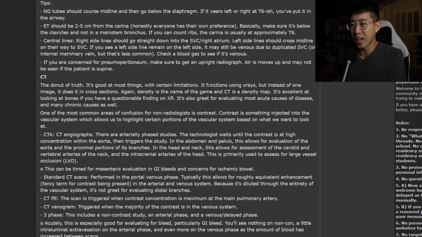It functions using x-rays, but instead of one image, it does it in cross sections. My understanding is that it just takes a whole bunch of x-rays, and so you can scroll through and get a much more defined resolution and really visualize where the structures are a lot better.